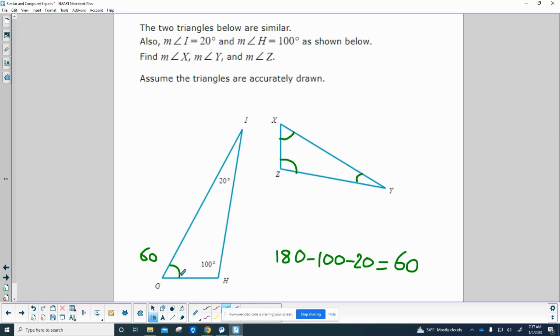The angle that corresponds to that is X, which will make that 60. Then angle Z would be our 100-degree angle. And angle Y would be 20 degrees. So that's how we would do those particular problems.